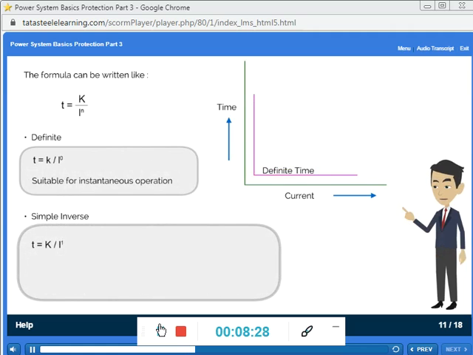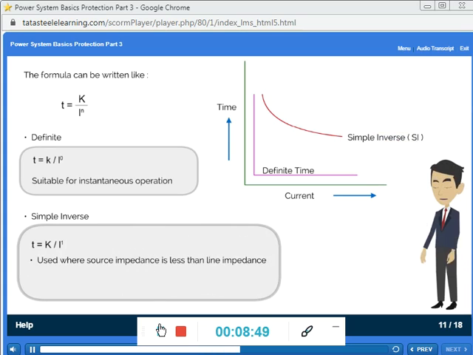Now, let us look at simple inverse setting. If we put n equal to 1, then it clearly shows that an increase in the value of I will reduce the value of t because t is equal to k by I. This is the beginning of the inverse curve and is referred to as simple inverse. It is used where source impedance is less than line impedance and it is suitable for overcurrent and earth fault protection.